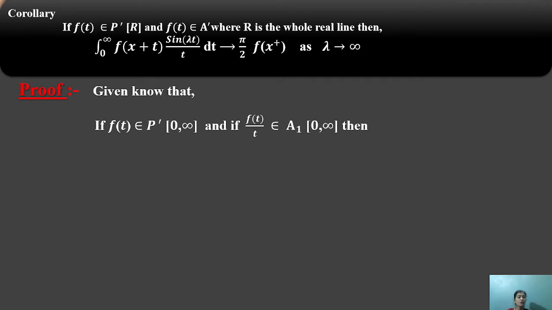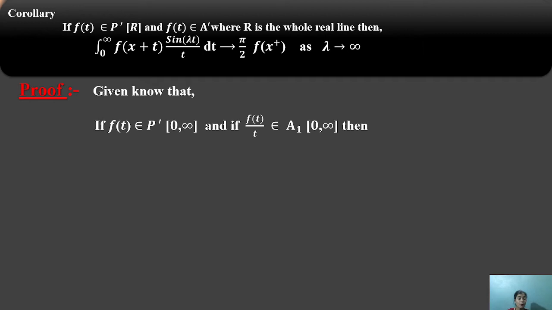In this corollary, two important forms are generated. First, f(t) is continuous in P'(R) and A'. Second, the main important equation: the integral with lower limit 0 and upper limit infinity of f(x+t) sin(λt)/t dt tends to (π/2) f(x+).